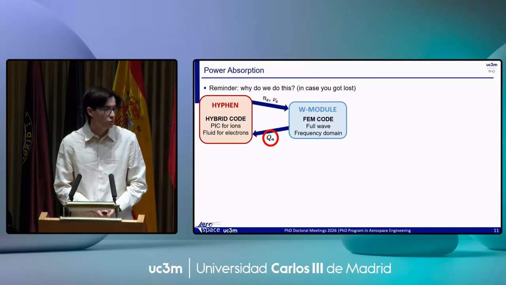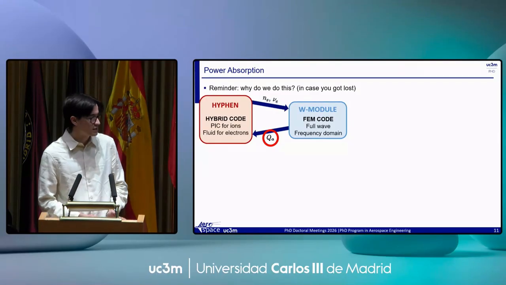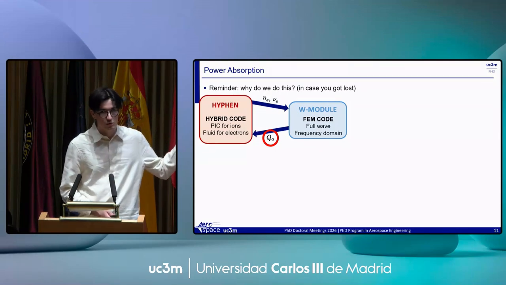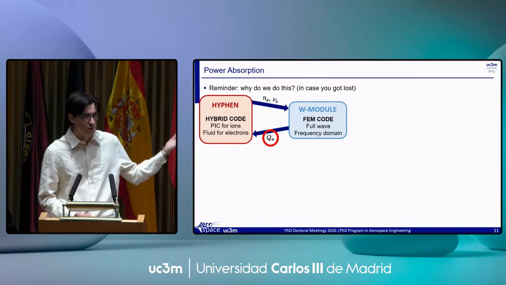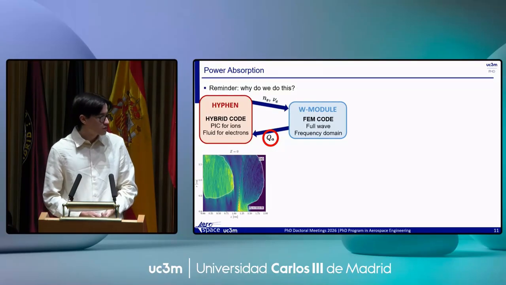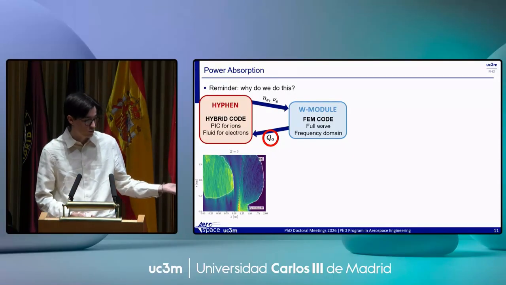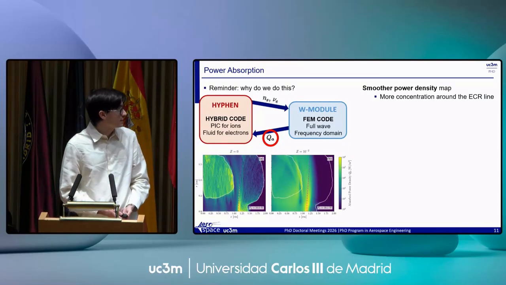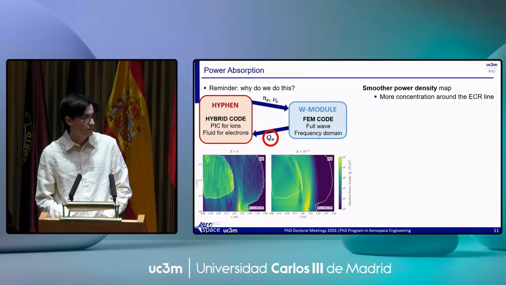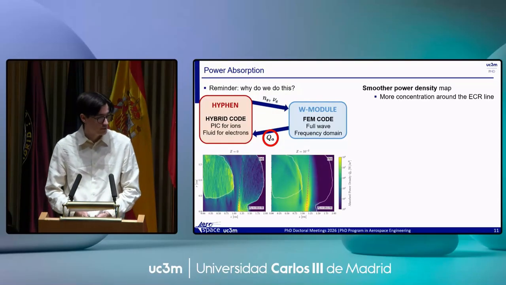So now I just want to do a quick reminder about why we do this, because maybe you got lost in all these explanations. So we're still looking for the power deposition map. That is the important thing we want to compute. So for this, we need the fields. So we resolve the fields, and now we can compute the power absorption. So here it's the previous one in the collisionless case. So again, with a lot of fine structures. And with the collisions, it looks like this, where you have a much smoother power density map and more concentration around the ECR line, which is what you can expect.